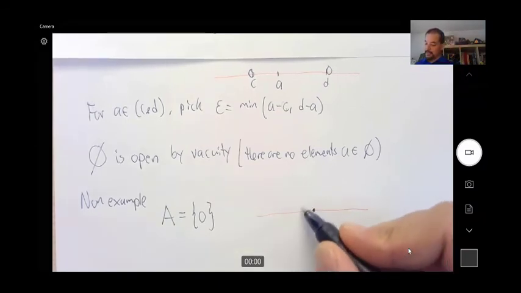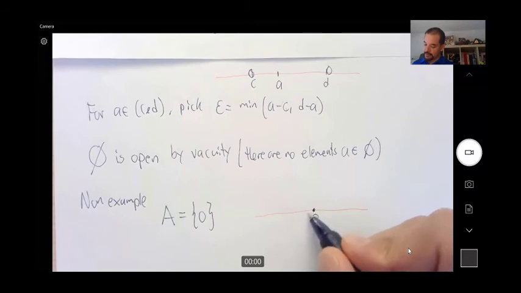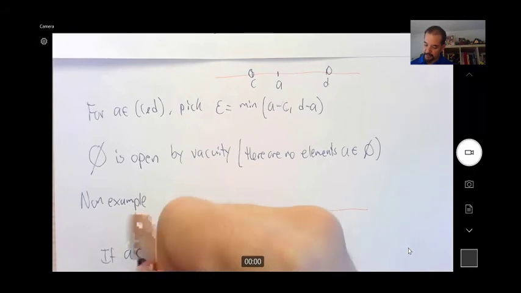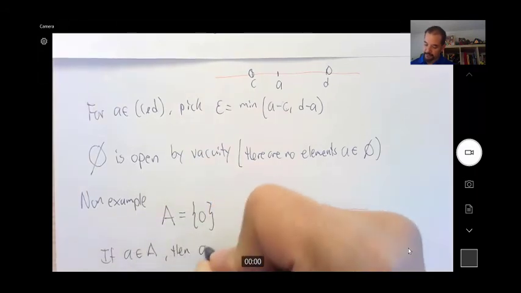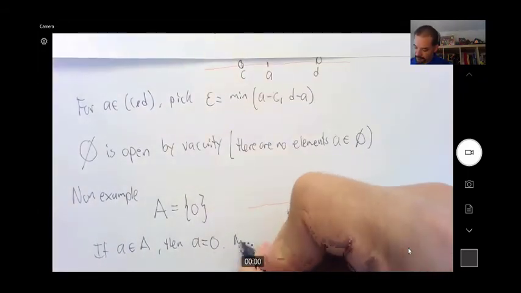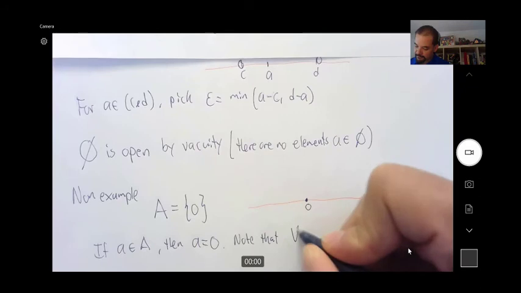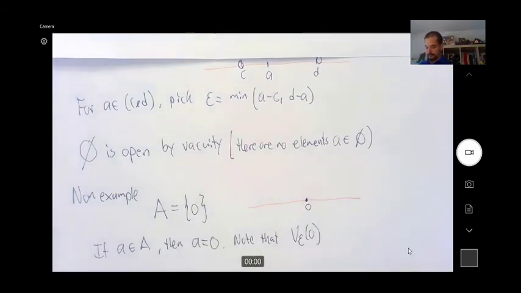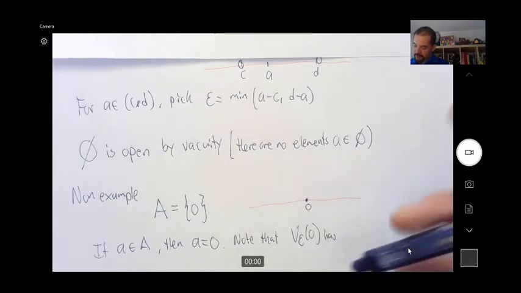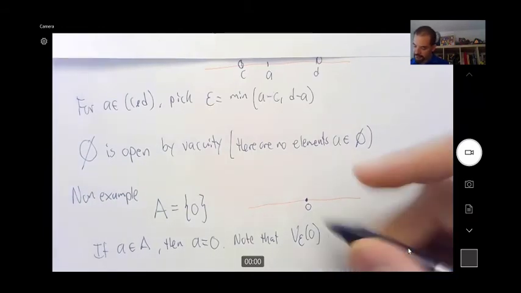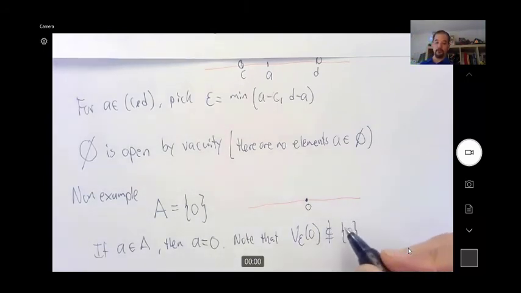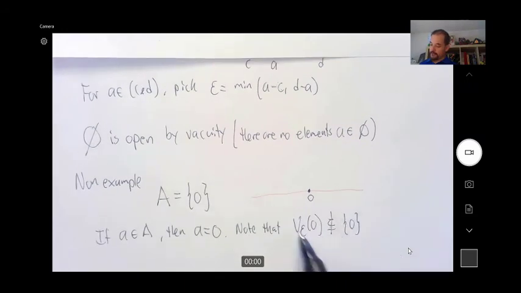But any neighborhood inside this set is going to catch some other points. So if little a belongs to capital A, then little a has to be 0 because that's the only element we have. And note that V epsilon around 0 is not a subset of the set that only has 0. It's not, because there are other elements in here.